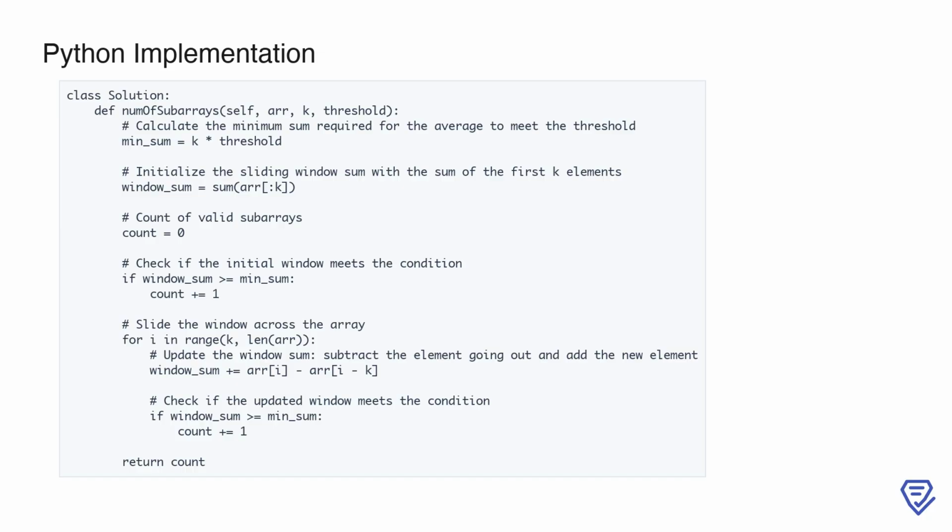After updating the window sum, the code checks if the new window meets the condition. If it does, the count is incremented. The approach is efficient, with a time complexity of O(n), where n is the length of the array, since each element is added and subtracted from the window sum exactly once. This is a significant improvement over a brute force approach, which would require recalculating the sum for every potential subarray. The function finally returns the count of valid subarrays, which is the solution to the problem.